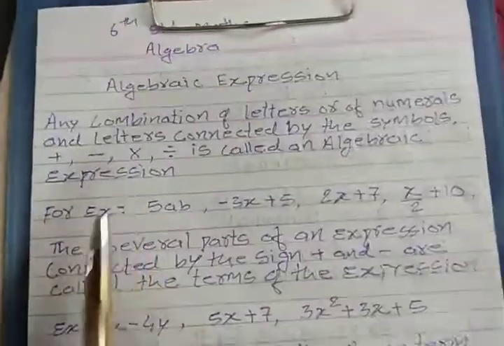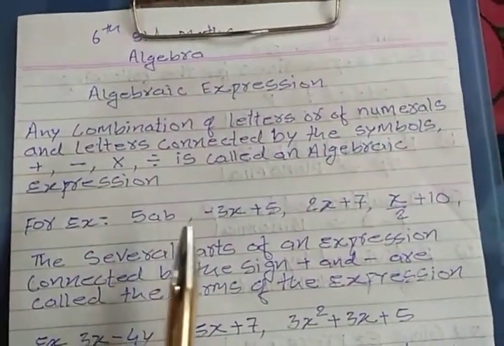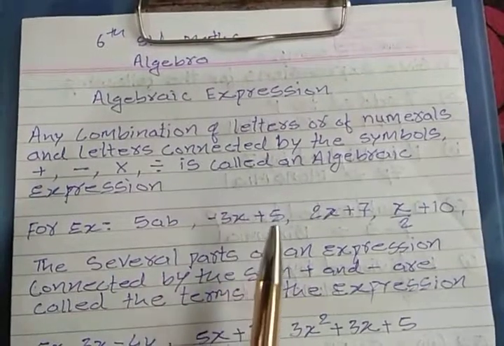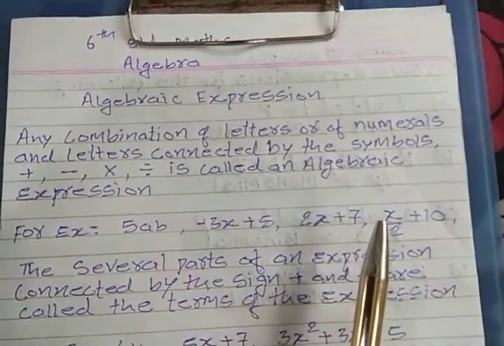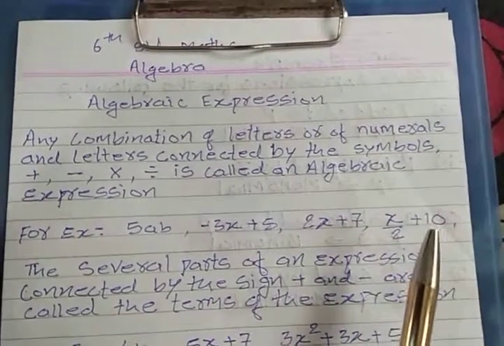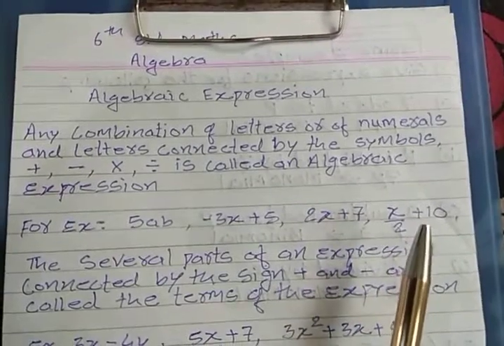Here I give an example. For example, 5ab minus 3x plus 5, 2x plus 7, x divided by 2 plus 10. These are all examples of algebraic expressions.